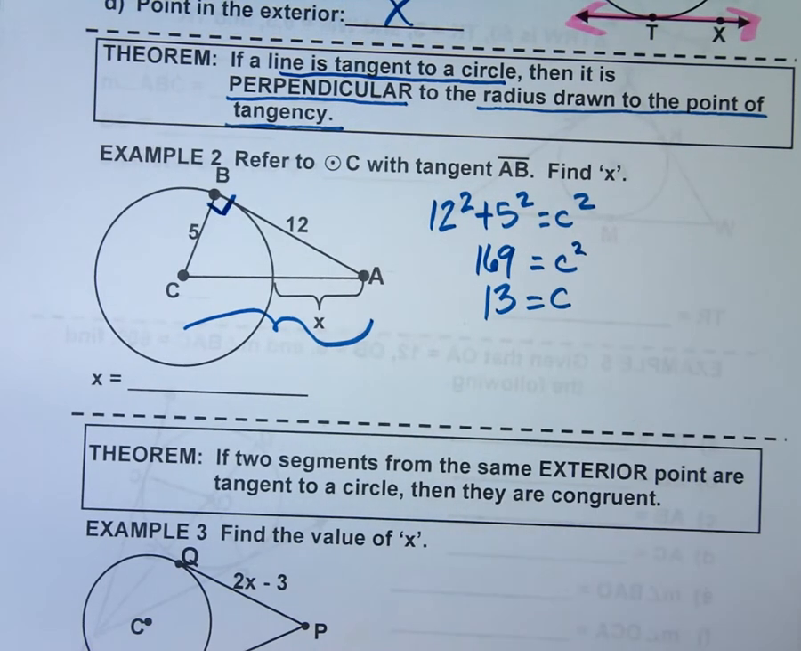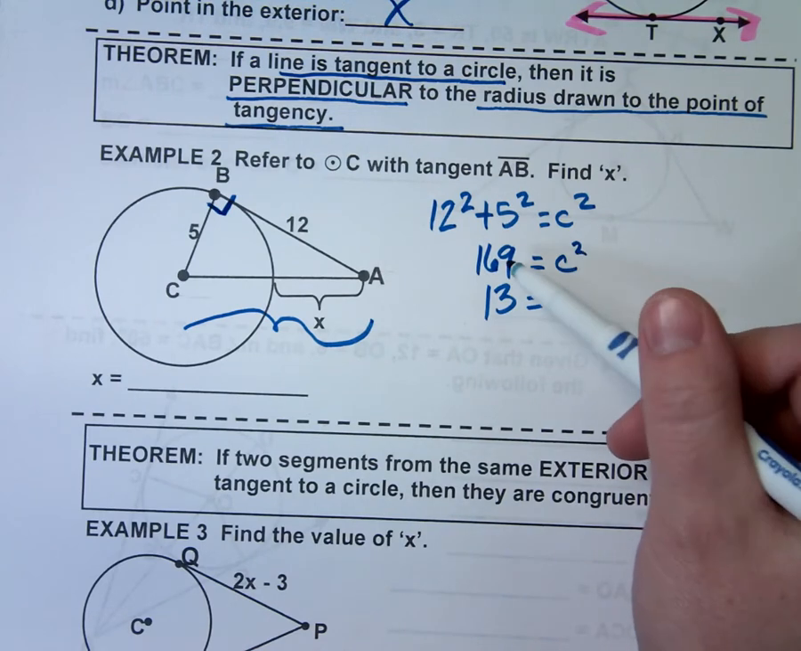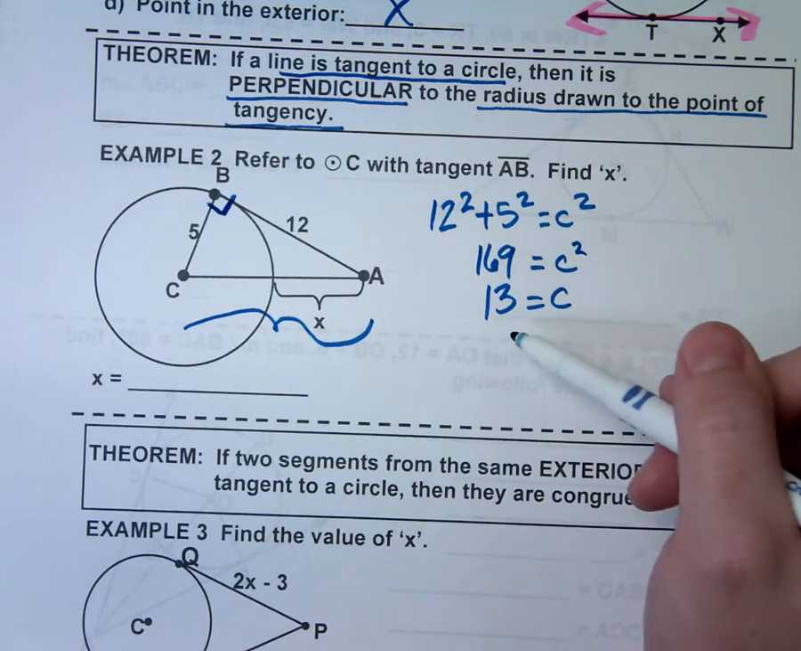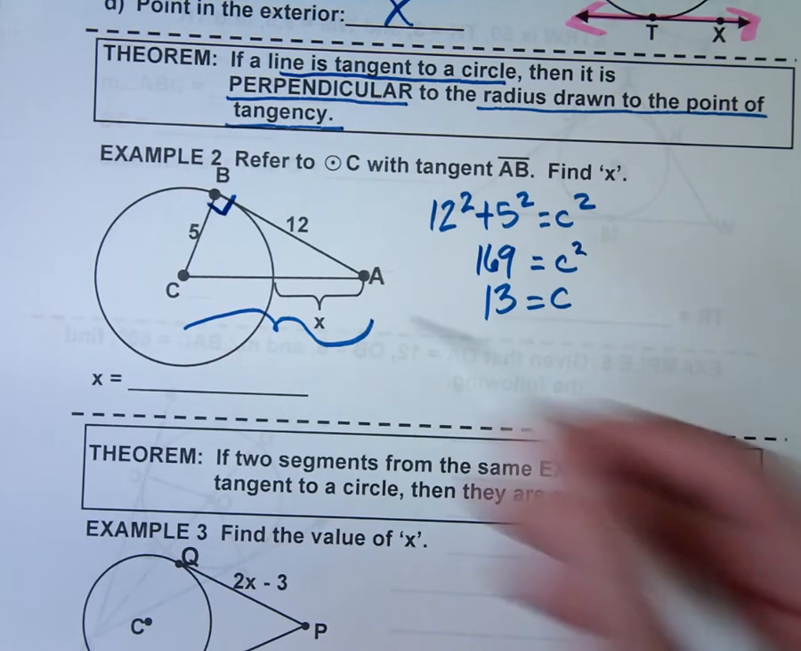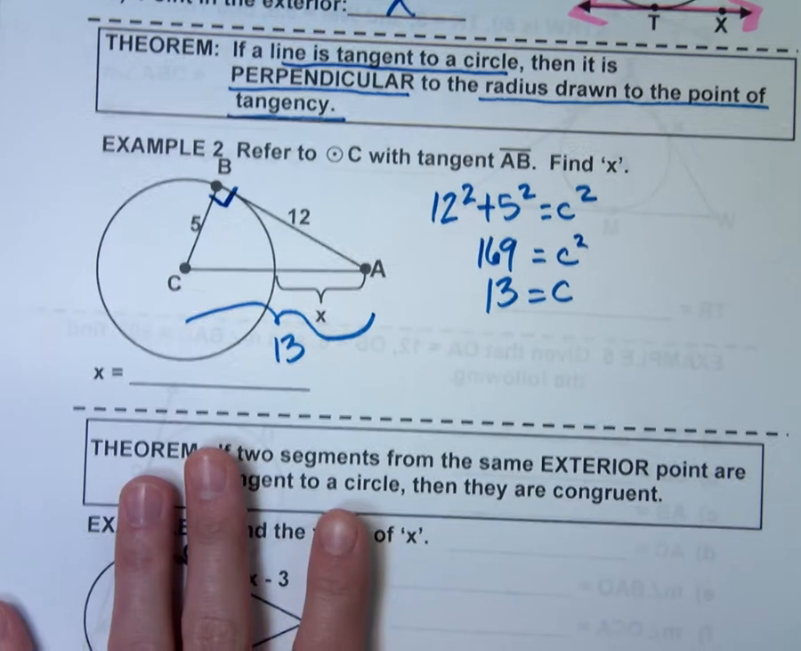Did you not say 13 squared? He did. 13 squared. Okay, but it's just 13. What is C squared? Well, C squared would be 13 squared, so C would be 13. Sorry, I was just saying 13 squared. No, it's okay.